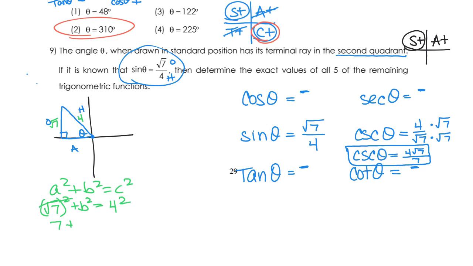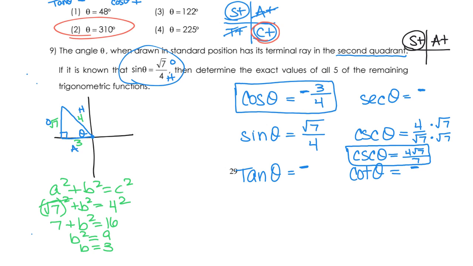And we end up with 7 plus b squared equals 16. If we take 7 away from 16, we'll end up with 9. And square root, we end up with 3 as our missing adjacent side. Okay. All right. We are now ready to go ahead and fill in our trig functions, guys. So remember, cosine theta is adjacent, which is 3, over hypotenuse, which is 4. We'll box that one up. We have 2 out of the 5 that we had to find.